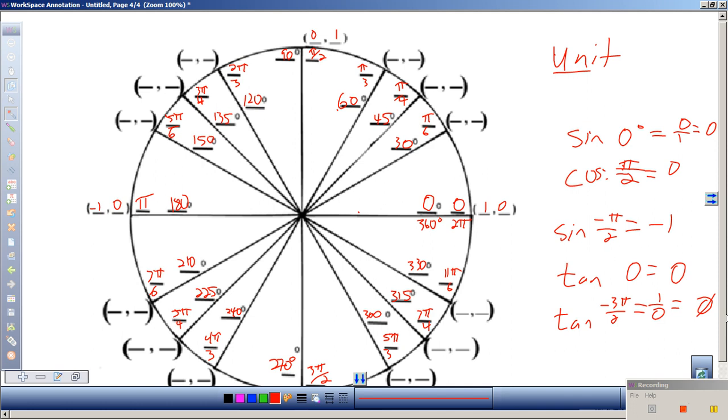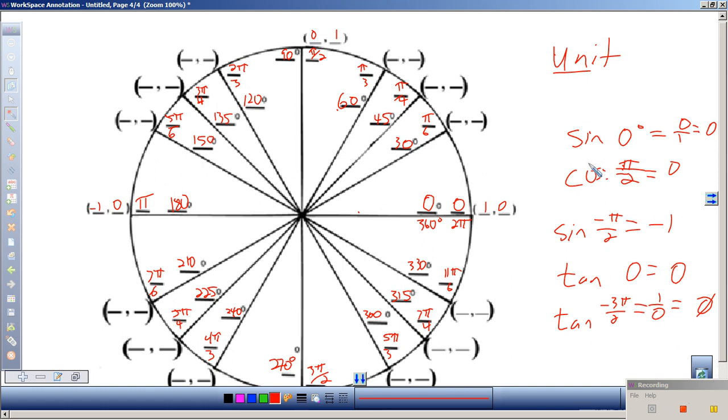So everybody with me on these? The way these are working? Now we're going to fill in the rest of the circle. Now there's a little trick to this. Anybody remember your 30, 60, 90 and 45, 45, 90?